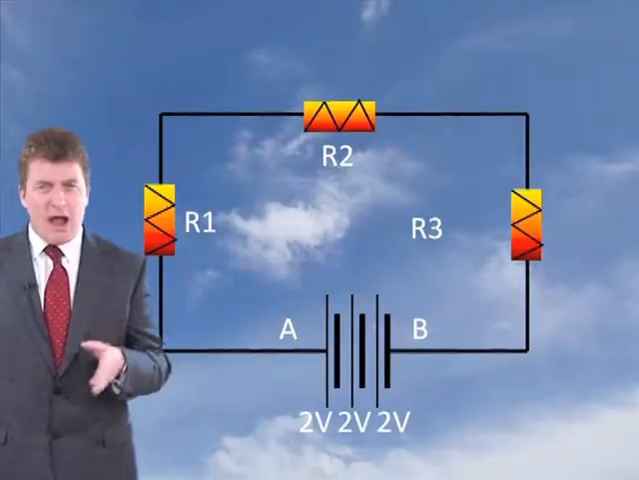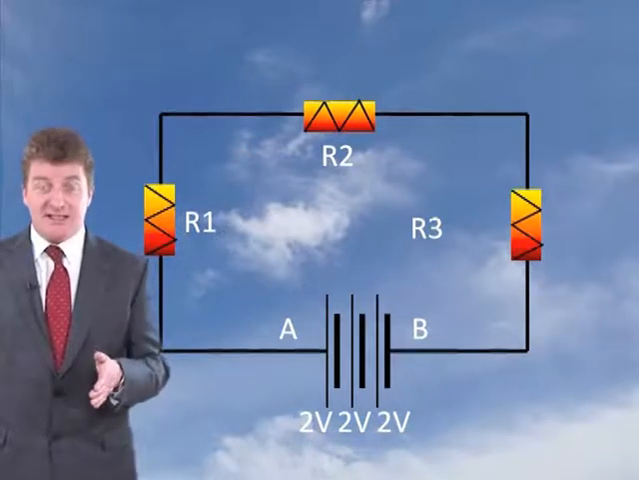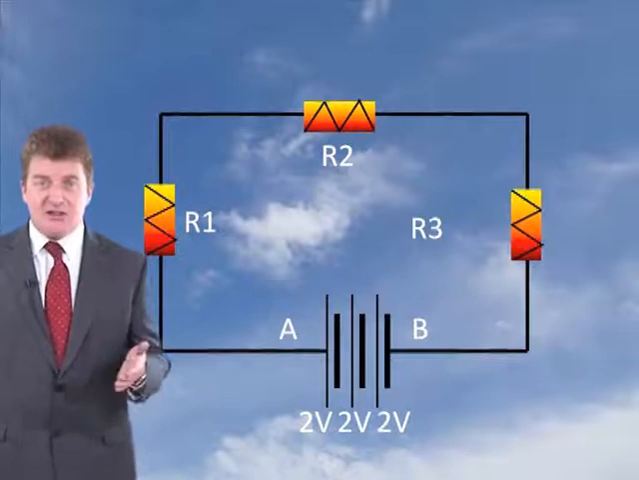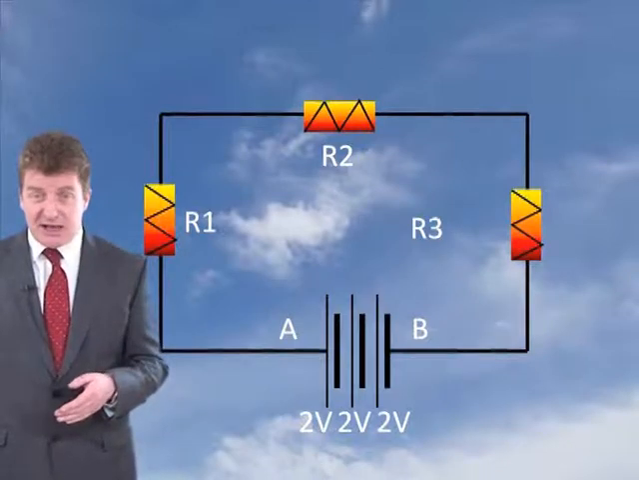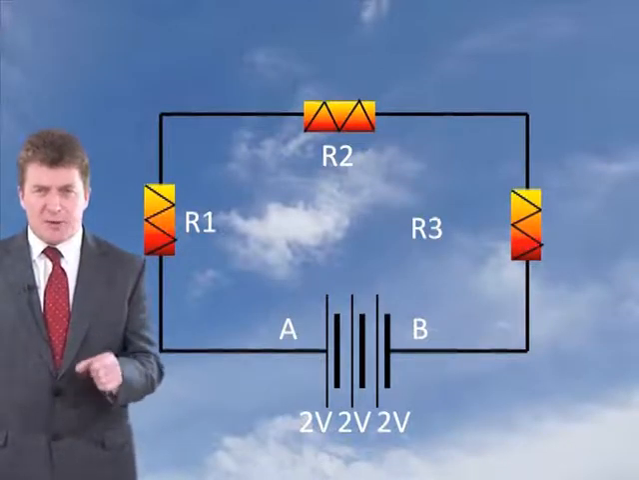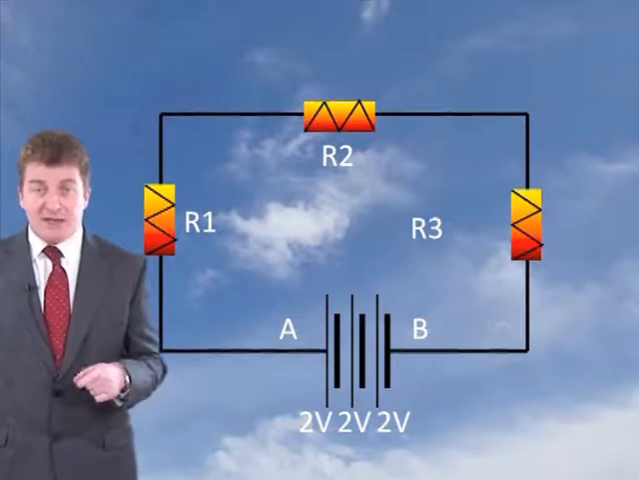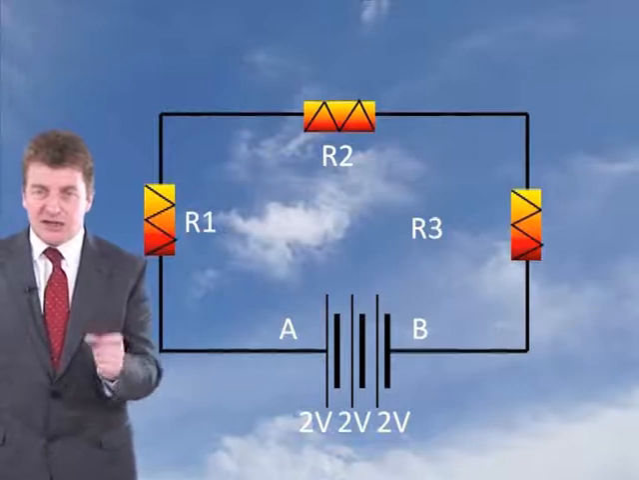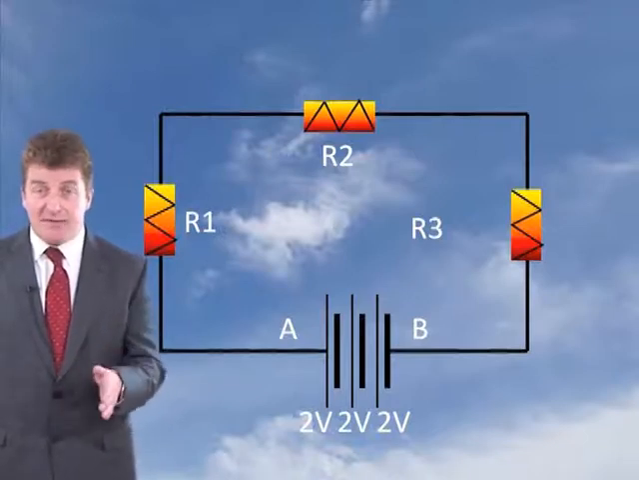Now, what happens if you've got more than one resistor in a circuit? In other words, in series, as you can see here. There are 3 resistors in a circuit. There would be a voltage drop across the whole circuit, and each resistor would have its own voltage drop across it. So across each of these 3 resistors, they would have a voltage drop.